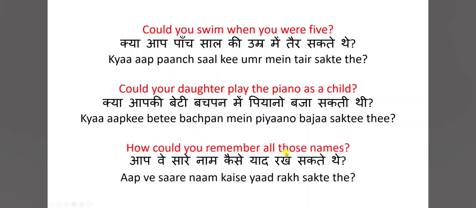How could you remember all those names? आप वे सारे नाम कैसे याद रख सकते थे? आप is you, वे is those, सारे is all, नाम is names, कैसे is how, याद रख is remember, सकते थे is could. Okay.